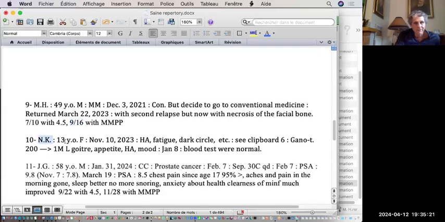And Kate, a 13-year-old, so finally we have somebody younger than 49. She came in September maybe, or in the summer of 2023. And she had especially goiter. Yeah, goiter here. And poor appetite, headaches, mood. She had received another remedy. She had headaches with fatigue, dark circles, and so on. Okay, so let's look at her case.